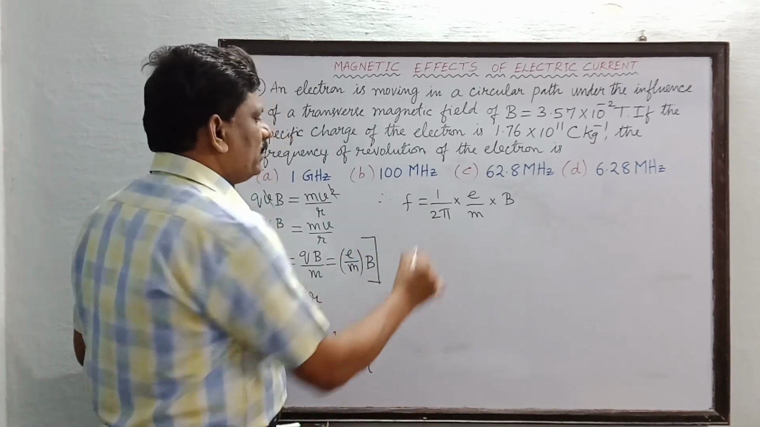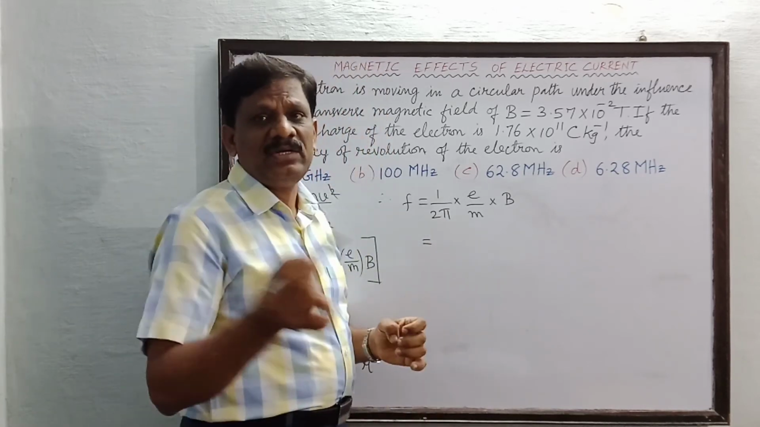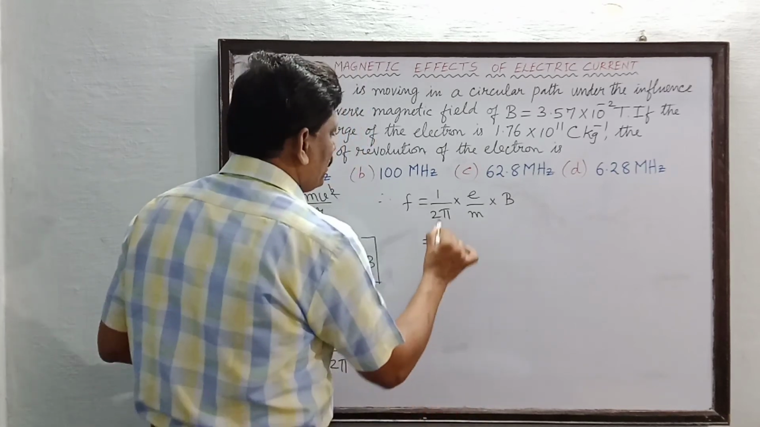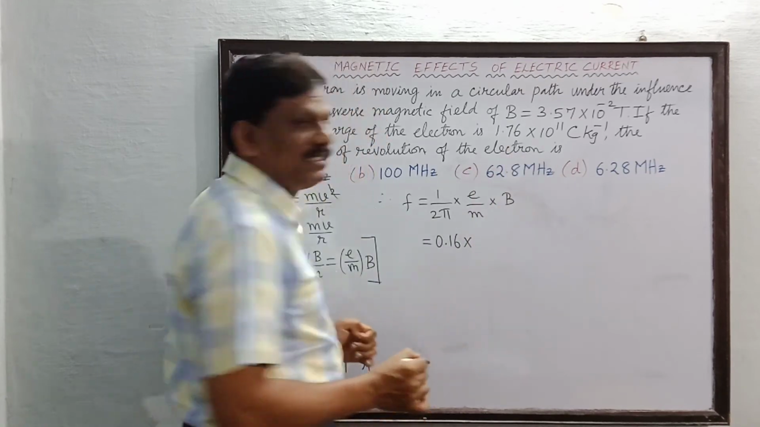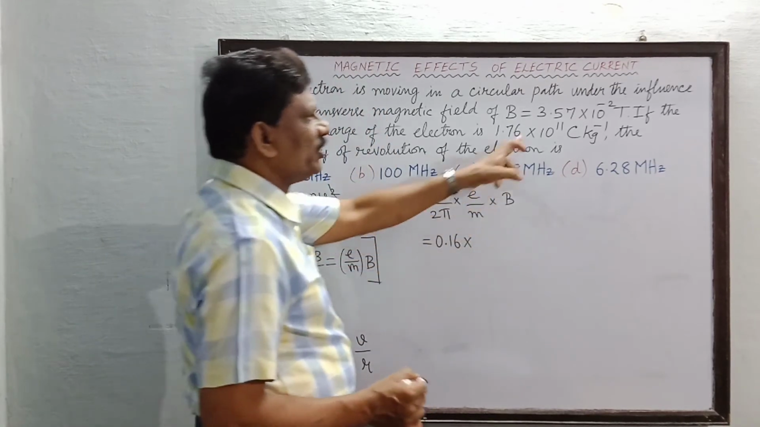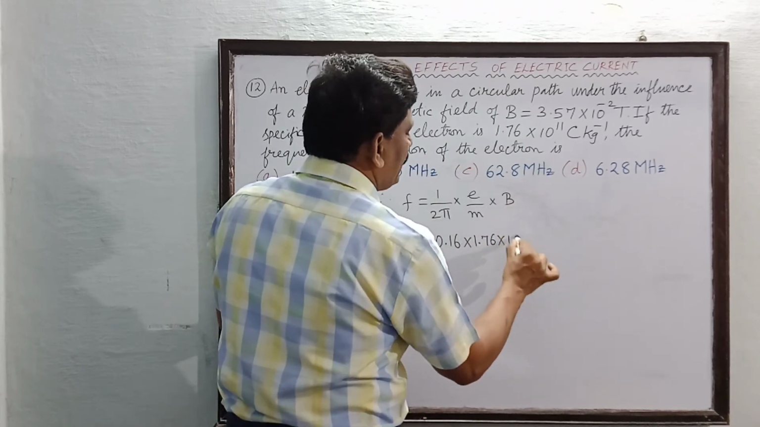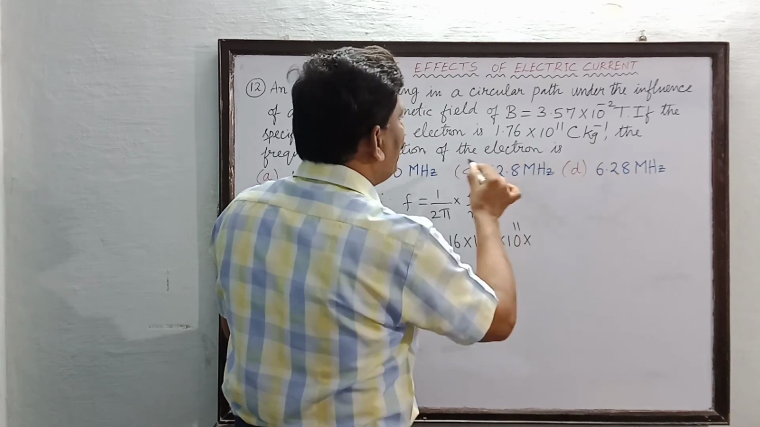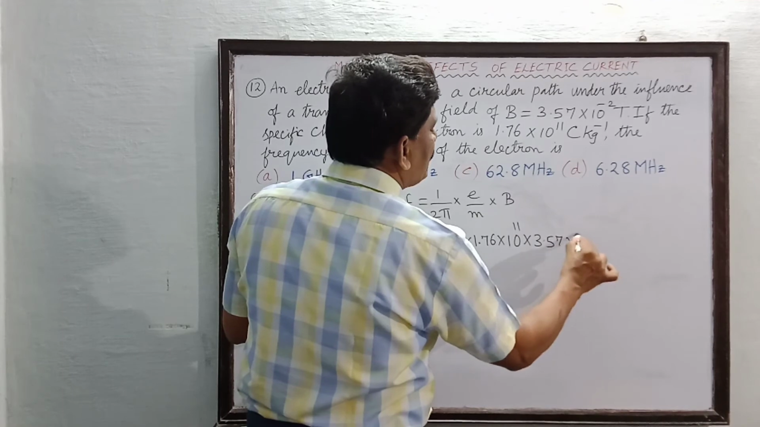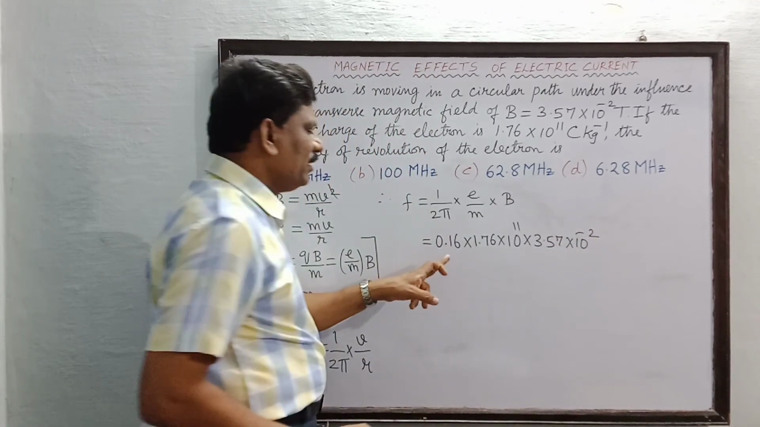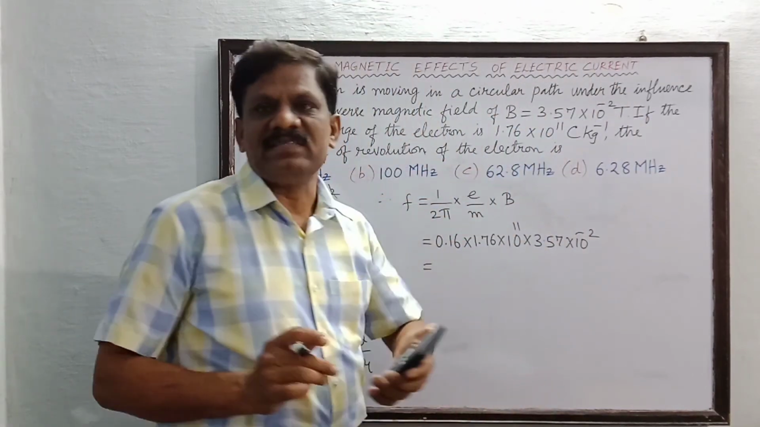Now the value 1 by 2 pi, if you substitute, you will get 0.16. So this is 0.16 into E by M ratio, how much is given? Charge versus mass ratio, that is 1.76 into 10 to the power of plus 11, into the magnetic field 3.57 into 10 to the power of minus 2. So I am going to multiply 0.16, 1.76 into 3.57.